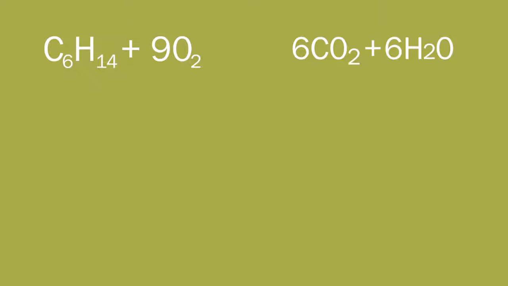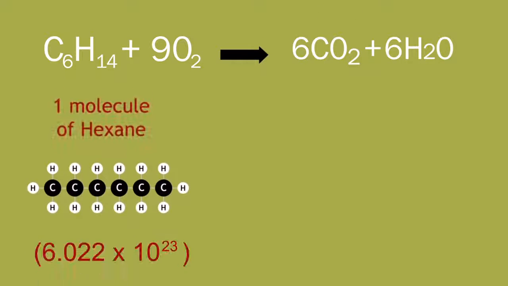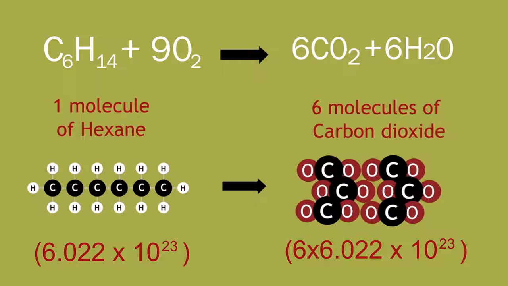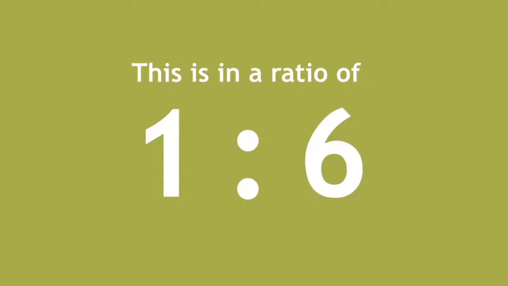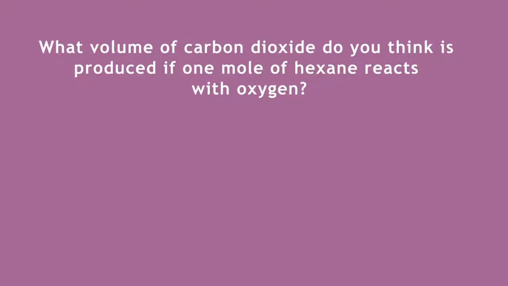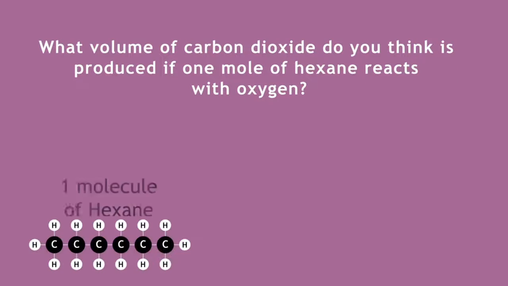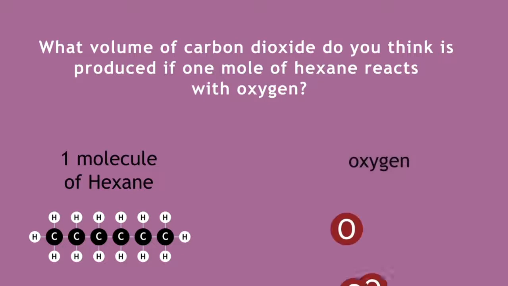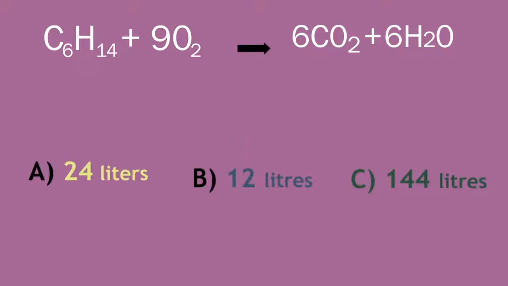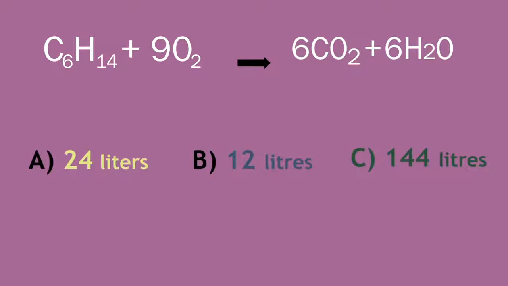The equation tells us that for 1 molecule of hexane, 1 mole, 6 molecules or 6 moles of carbon dioxide are produced. So this is in a ratio of 1 to 6. Therefore, what volume of carbon dioxide do you think is produced if 1 mole of hexane reacts with oxygen? Pause, use the formula and choose from one of the following volumes. Continue when you are ready.